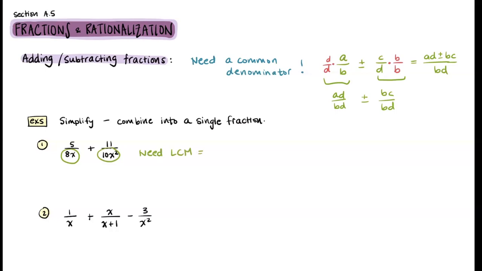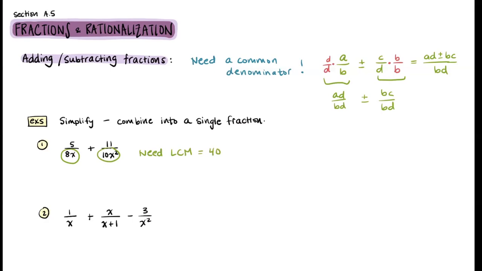So you can look at the numbers. We have 8 and 10. And to go overboard, we could multiply 8 and 10 together to give you 80. That is a common multiple, but it's not the least common multiple. So if we take some time now to find the least common multiple, we will save ourselves time later in simplifying. So I think 80 isn't the smallest, it's going to be 40. So both 8 and 10 go into 40. So our LCM is going to have a 40 in it.